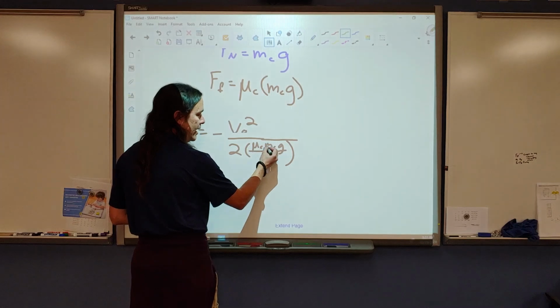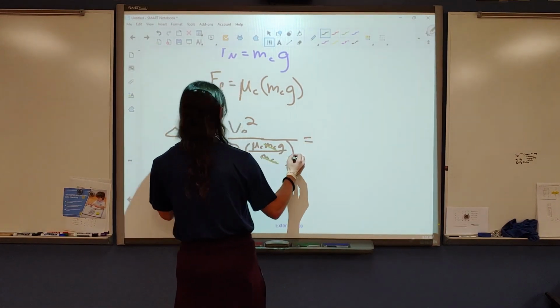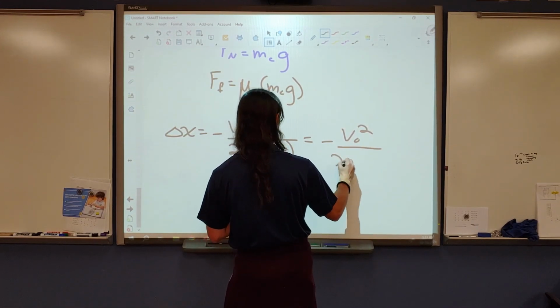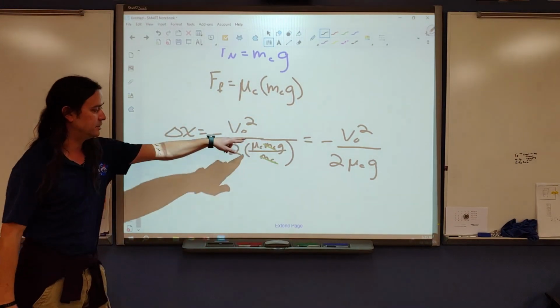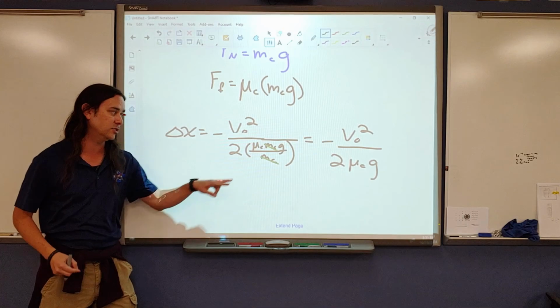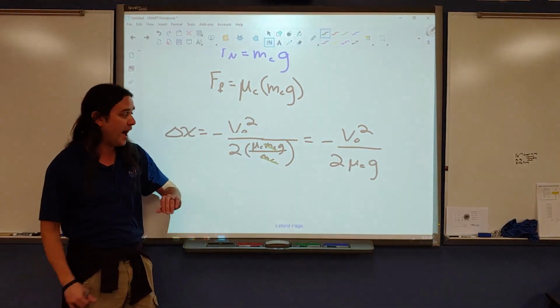First off, look, I've got mc divided by mc. The mc's actually drop out. So delta x actually equals negative v naught squared over 2 times mu c times g, because the mc's canceled out. Remember how I said at the beginning that you're allowed to answer in terms of mc? That's why you could leave it with mc in there, but you don't have to.